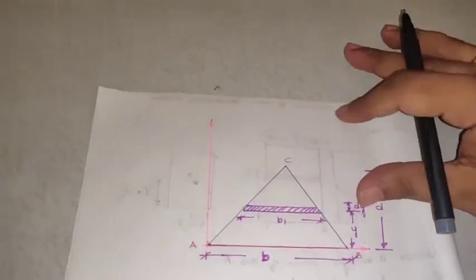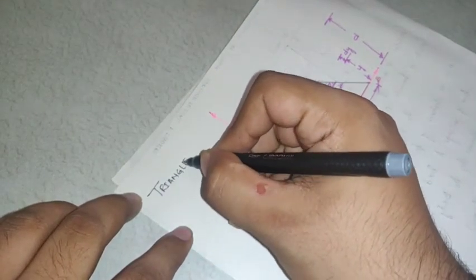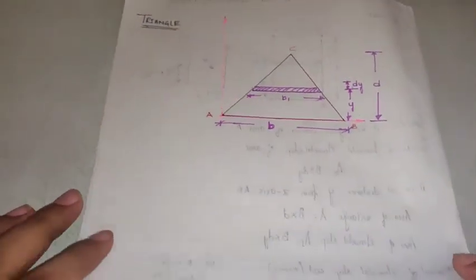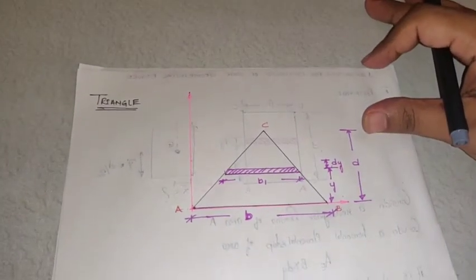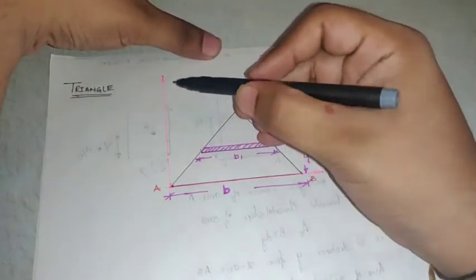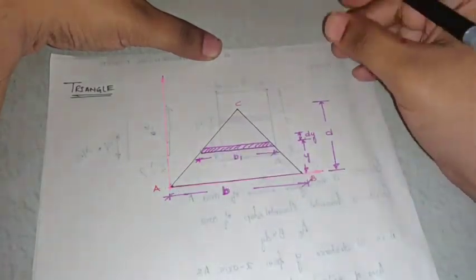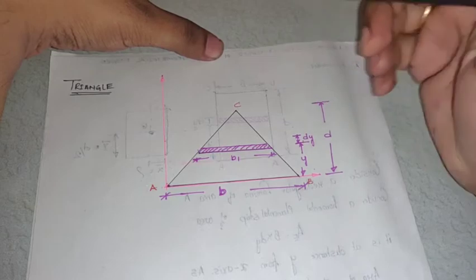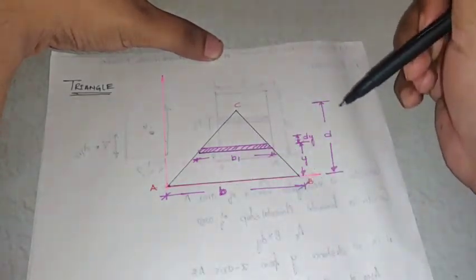The next geometrical figure that I'm going to consider is the triangle. The first one, the rectangle, we are done with. Now the second one is the triangle. Again, this is the reference axis; the pink line indicates the reference axis. With respect to the reference axis, I have placed this triangle in the first quadrant, whose sides are A, B, C. Base width is B, height is D.